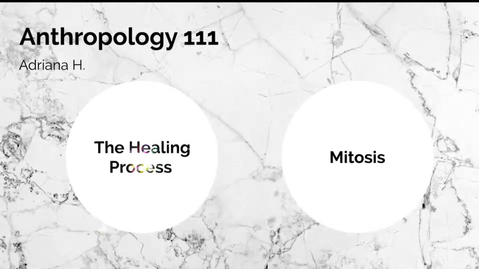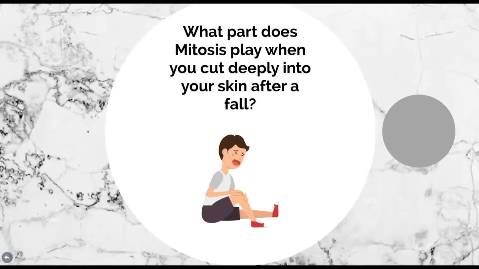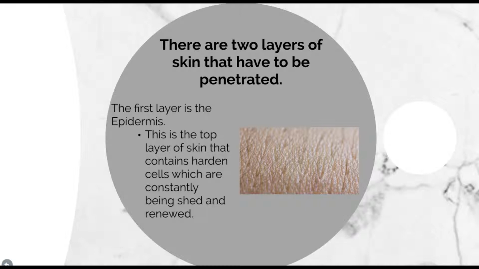The healing process. So what part does mitosis play when you cut deeply into your skin after a fall? There are 2 layers of skin that have to be penetrated. The first layer is the epidermis. This is the top layer of skin that contains hardened cells, which are constantly being shed and renewed.